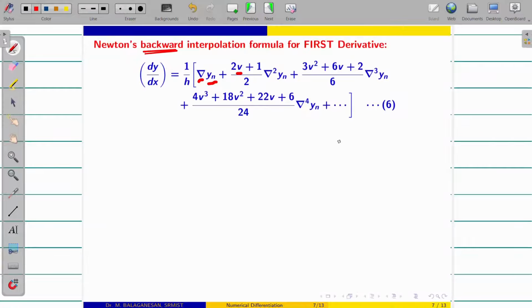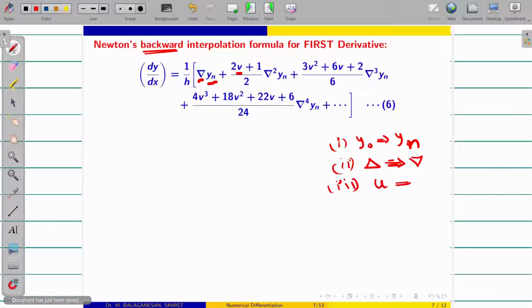What are the four differences? I will repeat it again. Change y naught: for forward, it will be the first value y naught; for backward, it will be the last value, yn. Second one, change the operator: the forward operator is delta and the backward operator is del. Third one, for our convenience and simplicity, we are using u in forward and v in backward, so replace u by v. Fourth one, wherever you are getting a negative sign, everything will be positive in backward. This is forward, this is backward.